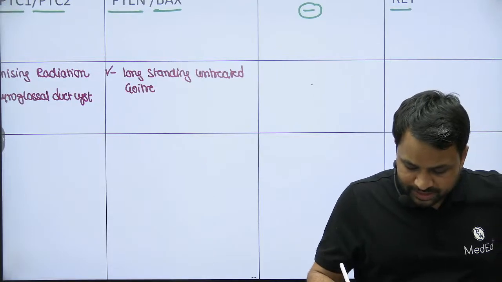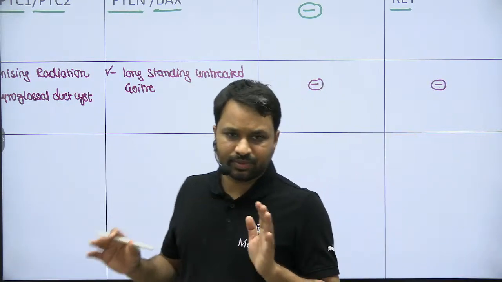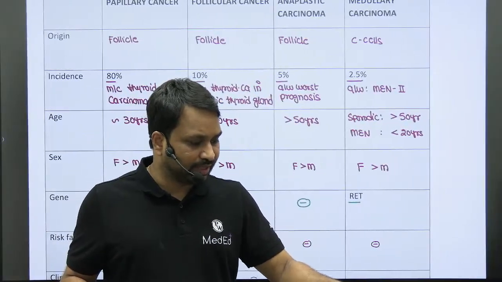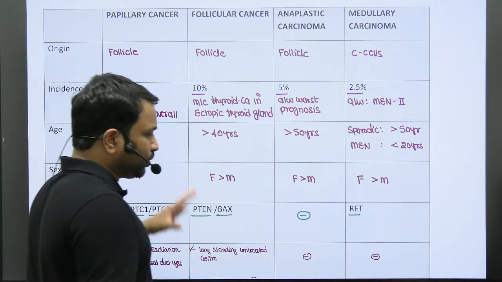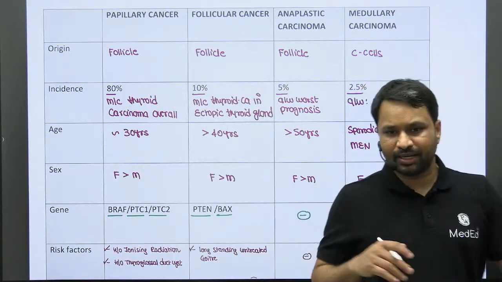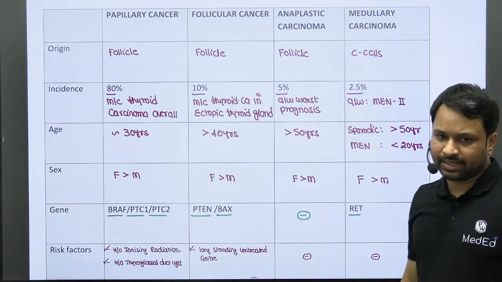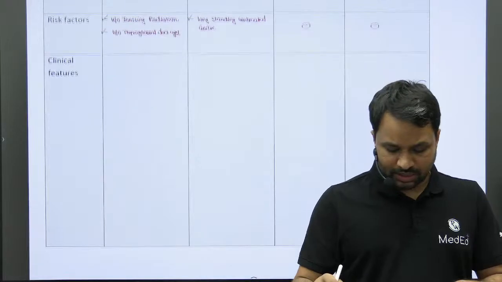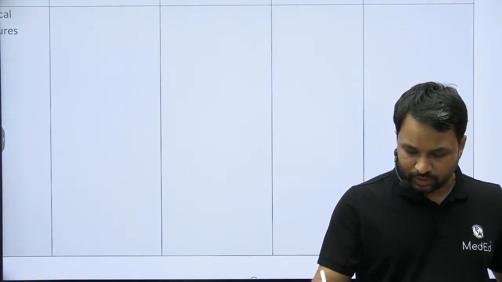There is no specific risk factor for anaplastic as well as medullary cancer thyroid. As simple as that. So this is the first set of comparative data that you have to analyze, in terms of papillary, follicular, anaplastic as well as medullary cancer thyroid. Now let's talk about how they will present to us clinically. So the clinical features of each individual component, and how are they going to present to us.